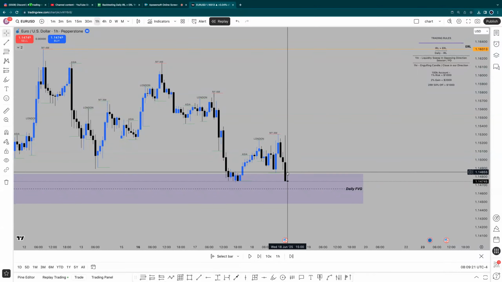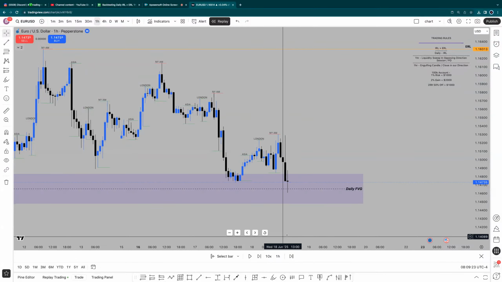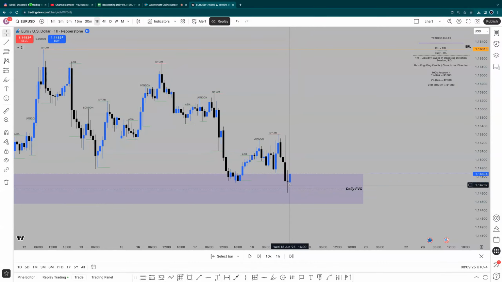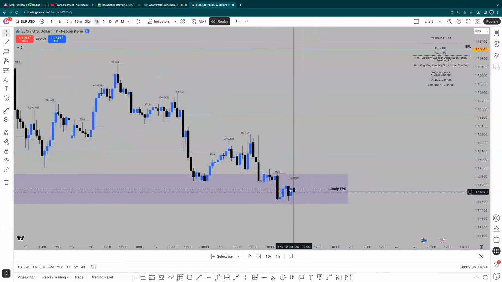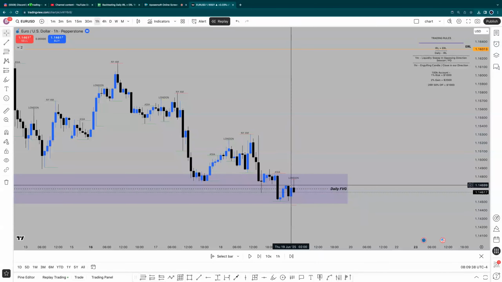So coming into New York, one more, not coming into New York. In fact, we are in New York. New day, we've respected the level. Let's see what happens in the next day. I want to see a sweep of liquidity in London. Oh, we do get that. We don't close back above. See, if that would have engulfed that candle, we could have looked for a long. Hasn't happened.